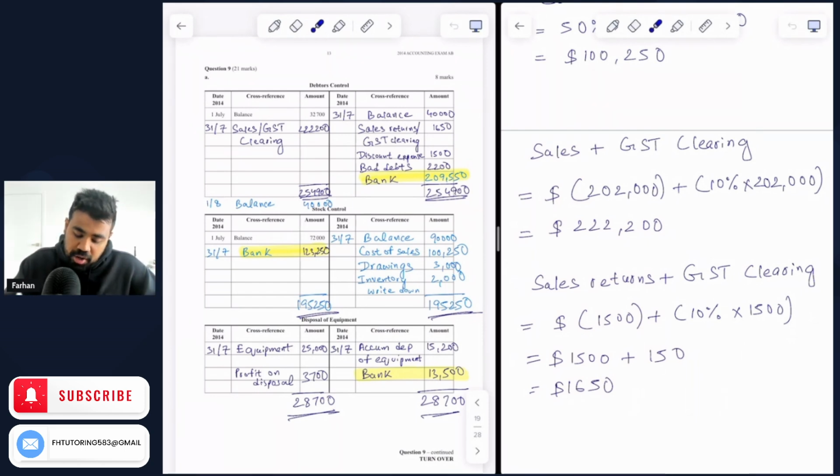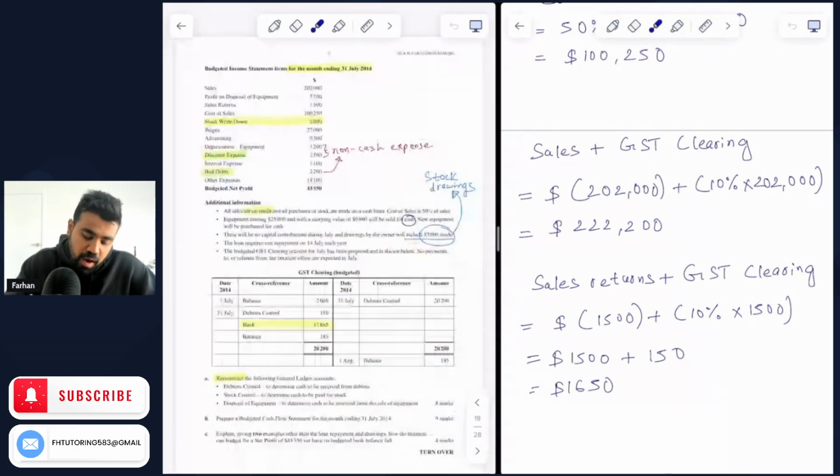Then you are including discount expense and bad debts. Both of these are non-cash expenses. And because they're expenses, where can we expect to find them? Within the income statement. So let's check the income statement, and you'll find discount expense and bad debts. Now, discount expense refers to discount that we as the business have given to our credit customers for prompt payment.